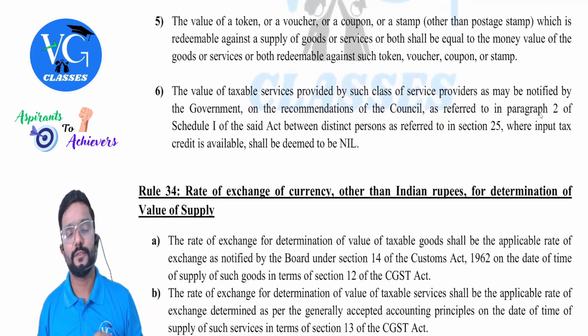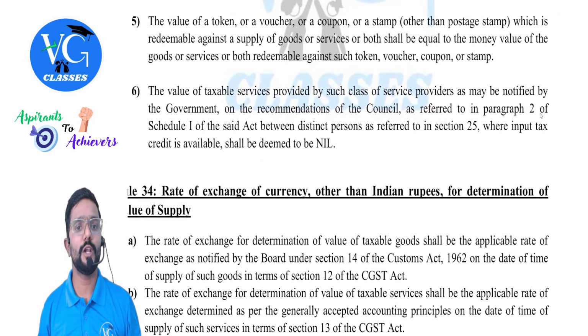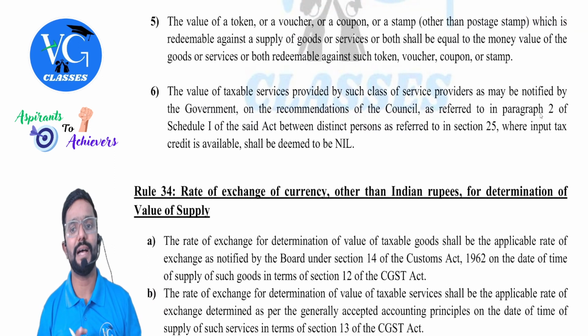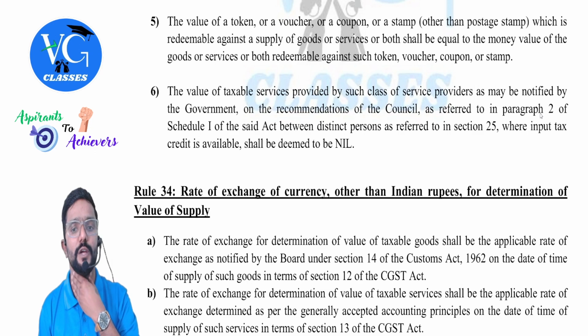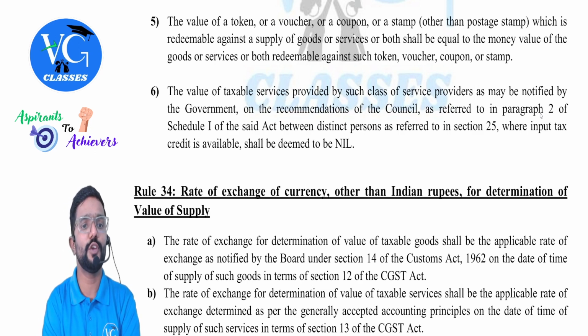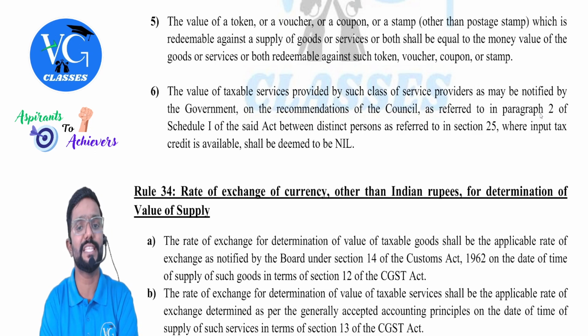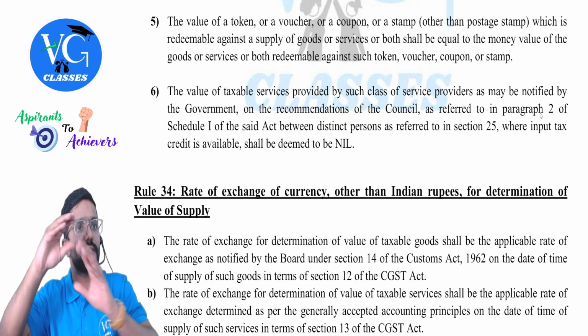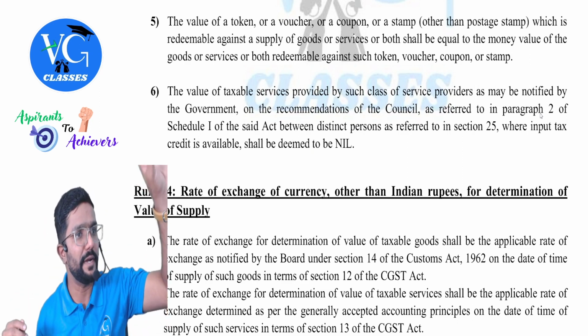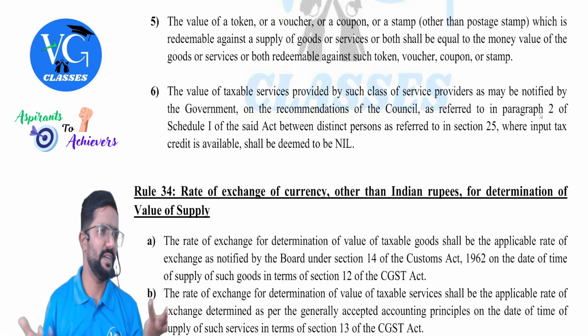Done. Next, 5. The value of a token or a voucher or a coupon or a stamp other than postage stamp, which is redeemable against the supply of goods or services or both, shall be equal to the money value of the goods or services or both, redeemable against such token, voucher, coupon or stamp. Assume, guys, I have a coupon whose worth is 500. Now using this, I can buy goods worth how much? 500. So what is the value of this coupon? 500. That's what they are telling.